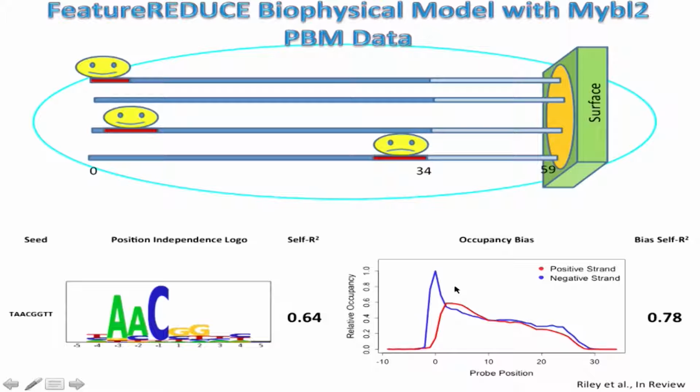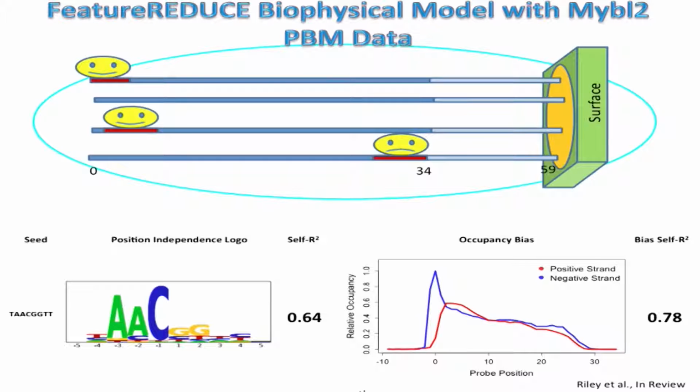And then as you go deeper into the carpet, you see less and less and less binding for the exact same binding site. So if you take the exact same binding site and you start here, you get a lot of binding, and as you move the exact same binding site deeper into the carpet, you get less and less occupancy. Right? And this is one of the main artifacts of PBM data that we had to model.